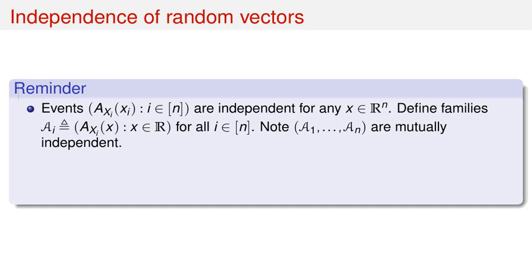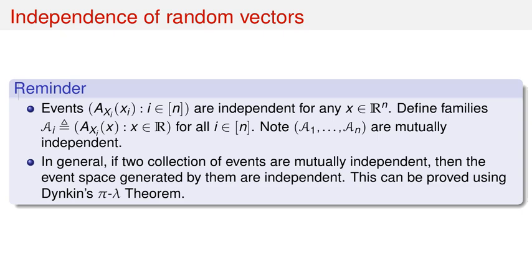Some reminders regarding independence of random vectors. If a random vector's components are independent, then the events A_{X_i}(x_i) for i in 1 to n are independent for any choice of x_1 through x_n. If we define families script A_i as the collection A_{X_i}(x) for x in R for each i, then the statement of independence of components means these families script A_1 and so on, script A_n are mutually independent.